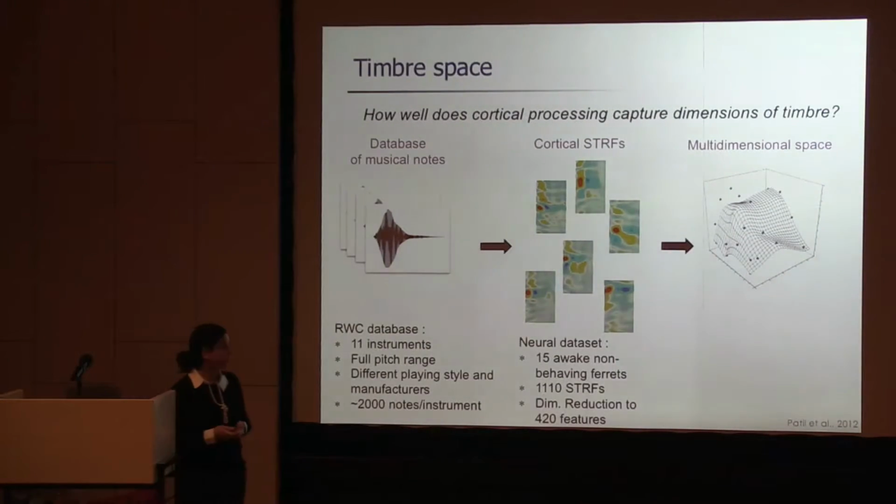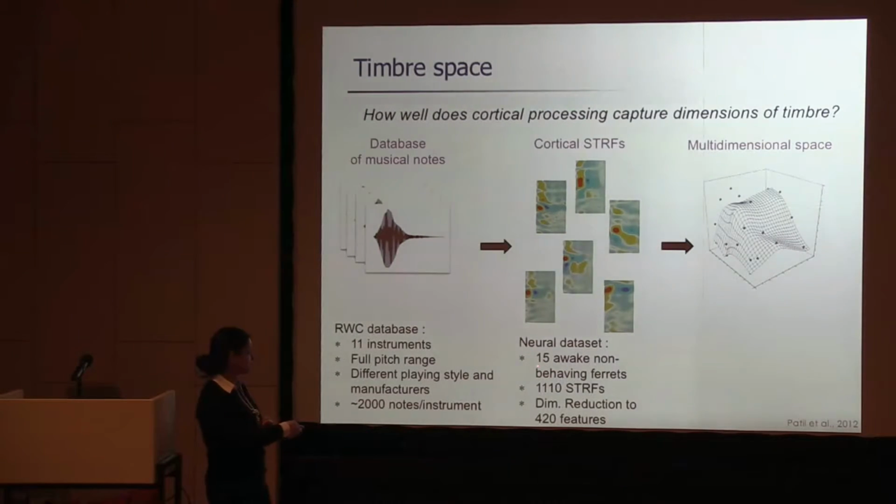The way we did that is we took the RWC database that was mentioned earlier. That's 11 instruments, full pitch range for each instrument. That gives us about 2,000 notes per instrument from a variety of playing styles and manufacturers. We took an array of these receptive fields that were recorded physiologically from 15 different animals through different studies. And then we mapped each of these notes through these 1,000 receptive fields. That gives us a very high dimensional space that we then ask, can we discriminate different instruments in this space?